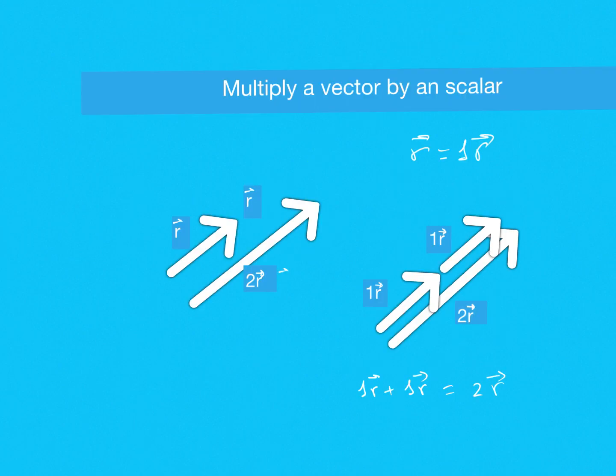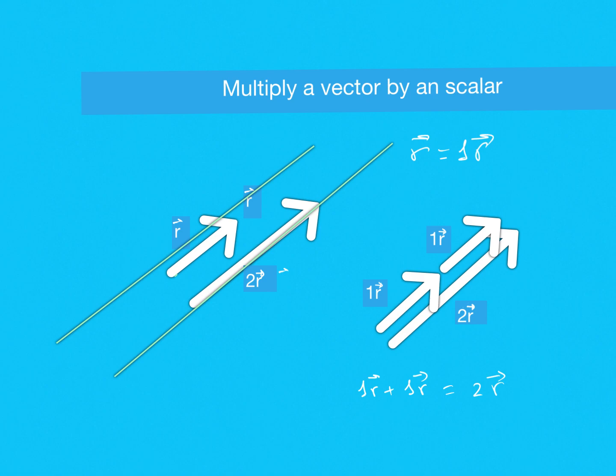Okay, let's go to see. So let's analyze what it means to multiply a vector. Let's say that you have a vector, so you have a magnitude and you have a direction. You have this direction, and also this direction. The same direction. So you have a vector R.